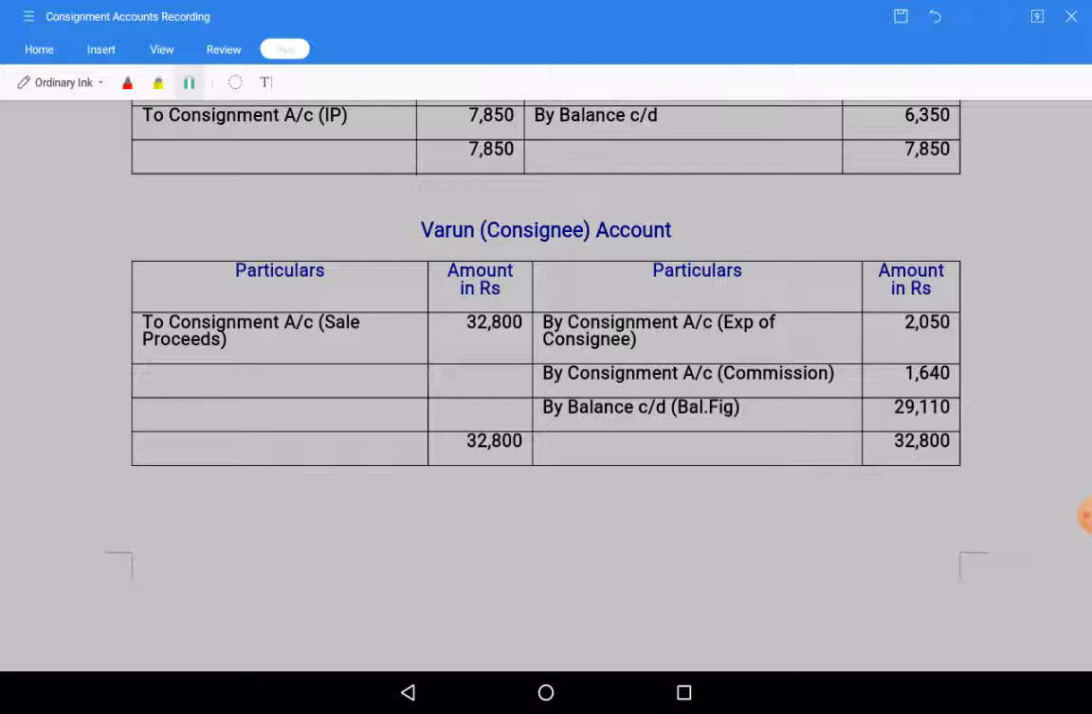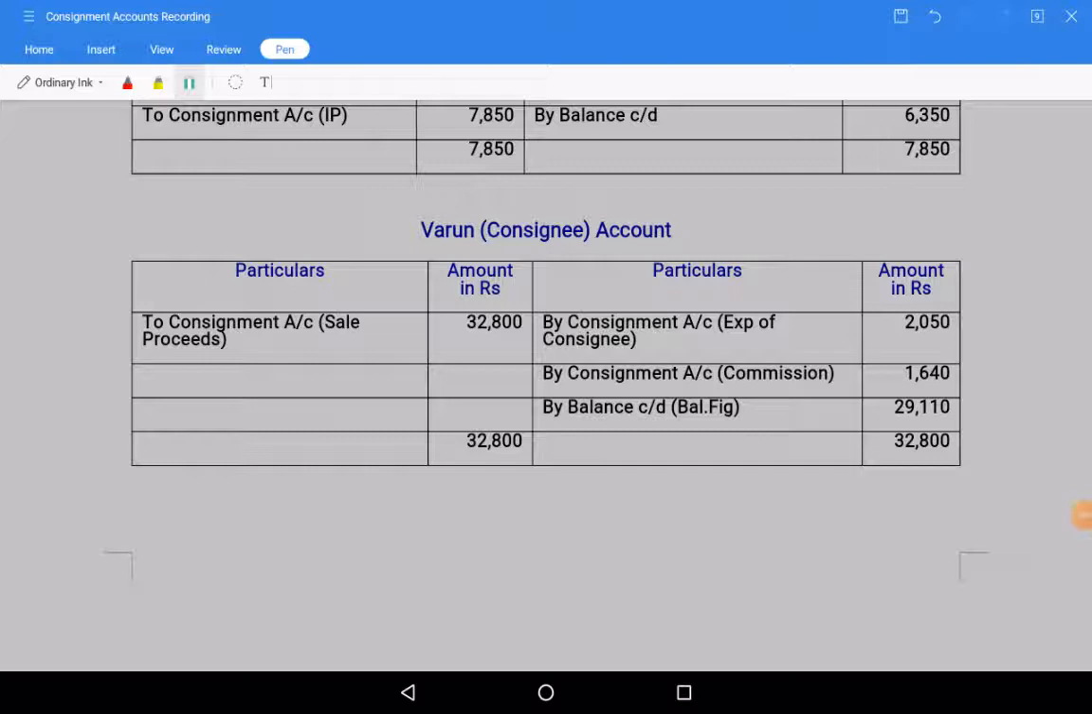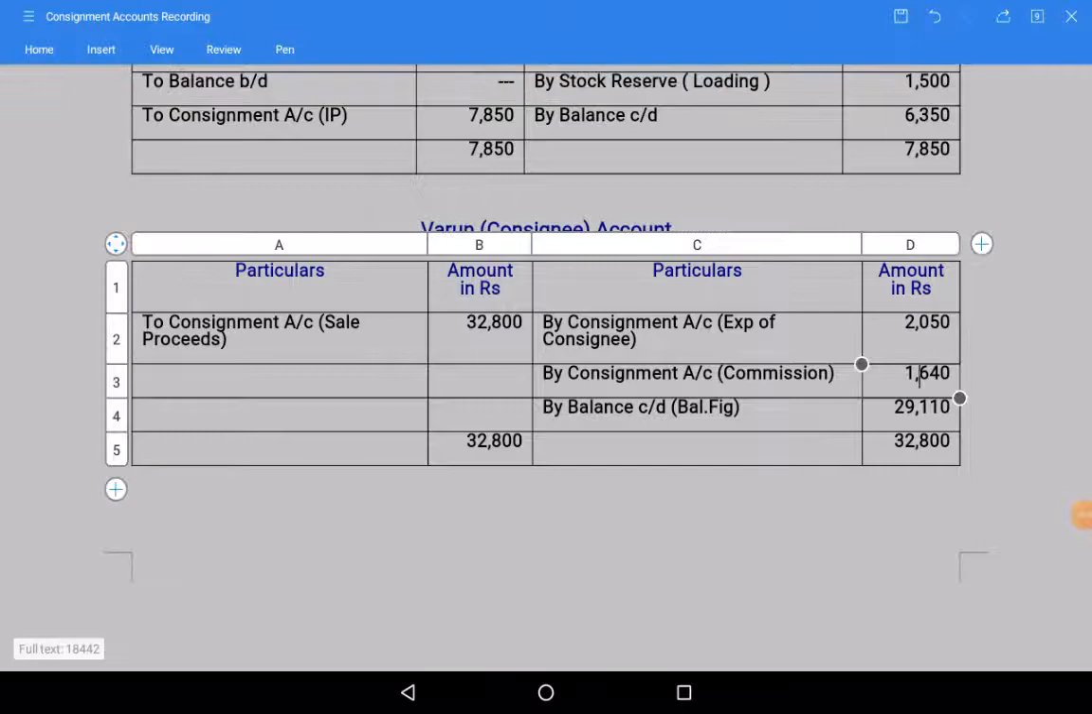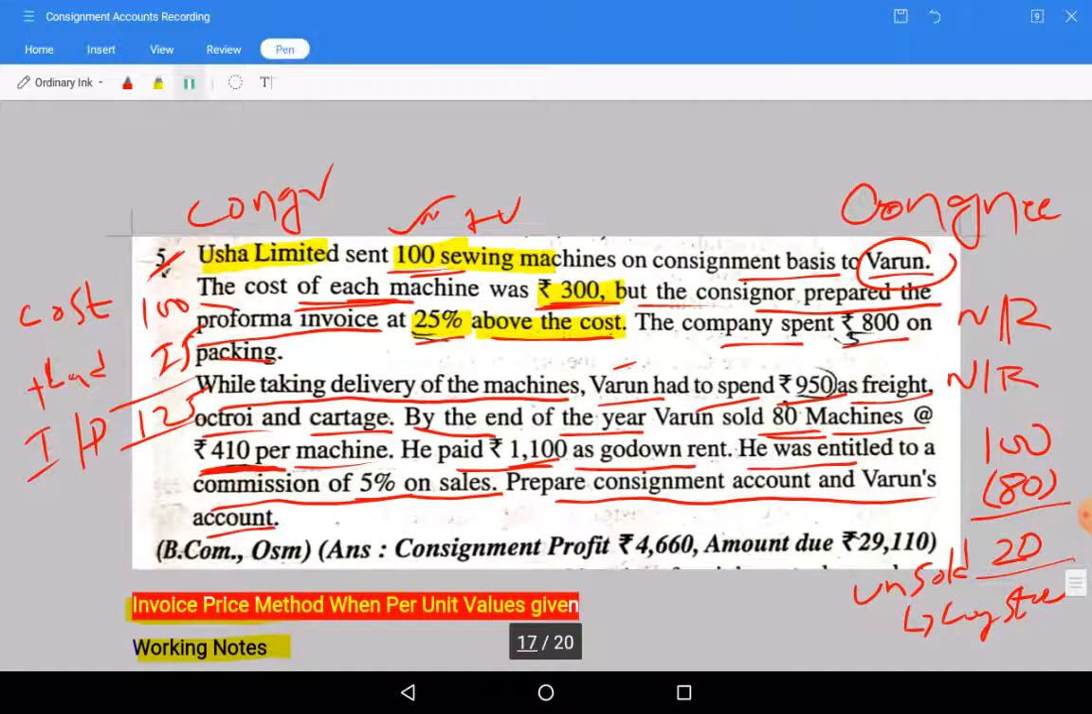And I want to tell you one more thing. You can see in this question, BCom Osmania. Previously this question has been asked in the exam, so maybe you too get this type of question with some changes in the numbers. Concept will be the same. So hope you have understood the answer.